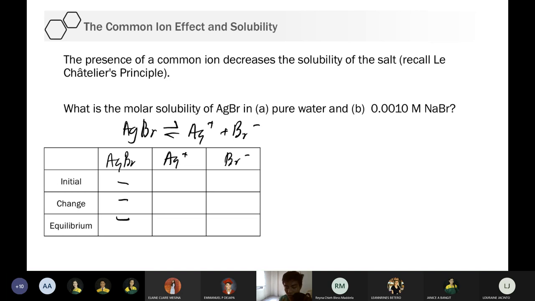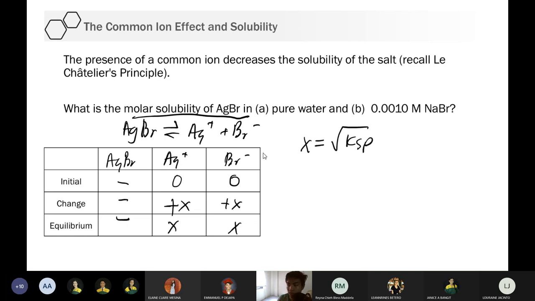So wala tayong lalagay for AgBr kasi solid yan. For silver, since nasa pure water lang tayo, zero yung ions natin for both of them. And then magiging positive x yan. Then at equilibrium, x yan. So, to solve for the molar solubility of AgBr, that is the square root of Ksp na lang. No? Pwede mo kunin yun sa ICE table. Square root of Ksp na lang siya. And that's equal to, ano nga pala yung Ksp na ito? Kunin ko dito. 7.7. Okay. So, kunin natin yung molar solubility ng AgBr in pure water alone.